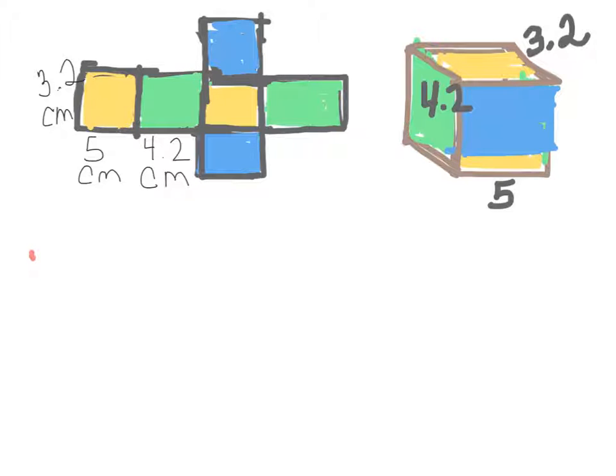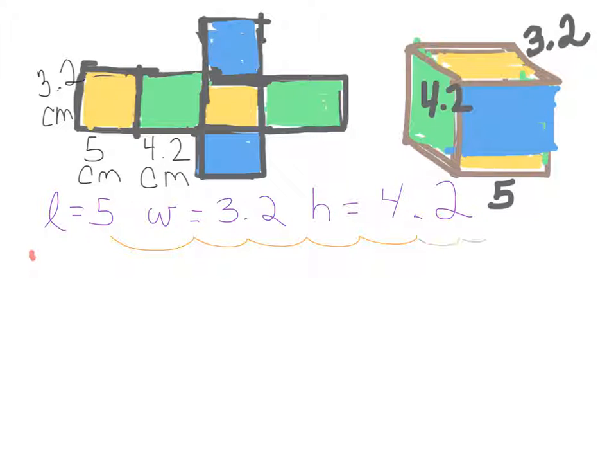Before we get started, let's write down what the variables are from our net. Our dimensions are going to be length is equal to 5, width is equal to 3.2, and height is equal to 4.2. It doesn't matter which order you write these in. You might write the length is 3.2, the width is 4.2, and the height is 5. That's okay because we're going to get the same answer at the end.